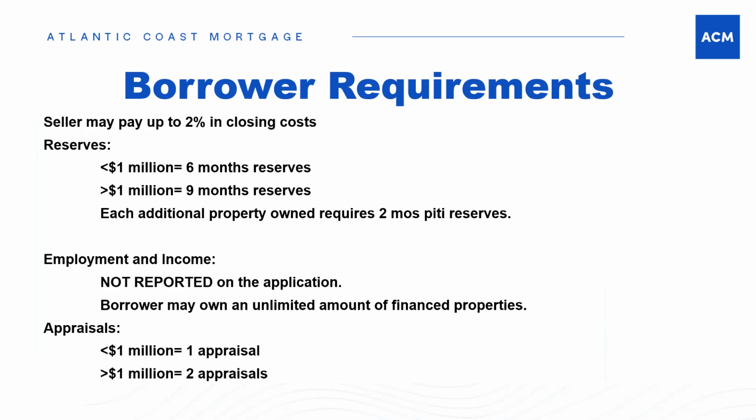And then finally, the appraisal. If it's a loan amount of under $1 million, they just need 1 appraisal. But if it's over $1 million, then they have to get 2 appraisals. And of course, we order those appraisals. We have to do it where it's 2 completely separate companies doing those appraisals, just to make sure that they're valid and have 2 sets of eyes.